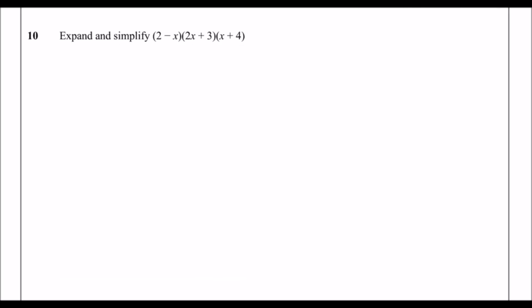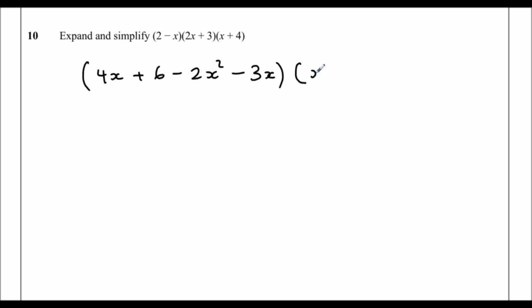Question 10, expand and simplify. So we're expanding triple brackets. We're going to expand the first two and leave the last one as it is to start with, and then we'll expand again. So 2 times 2x is 4x. 2 3s are 6. Negative x times 2x is negative 2x squared. Negative x times 3, negative 3x.